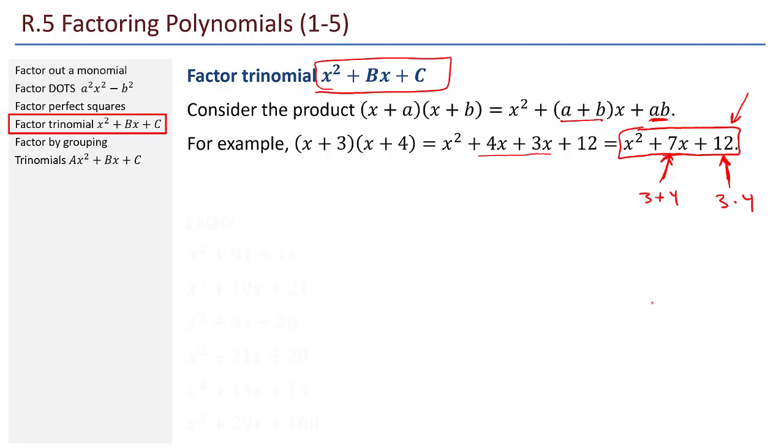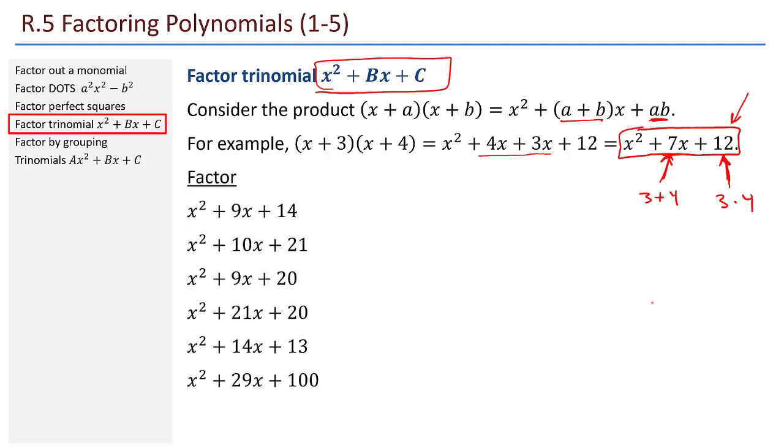Let's see some examples. All right, let's factor x squared plus 9x plus 14. I need two numbers that multiply to 14 and add to 9. I could try 1 and 14, but 1 times 14 is great, but they don't add to make 9. 2 times 7, there we go. 2 times 7 makes 14. 2 plus 7 is 9. So my solution is x plus 2, x plus 7.